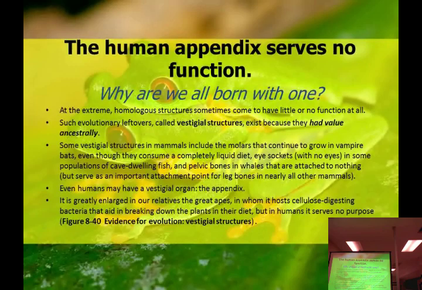So some of the other things that are included in those categories of vestigial structures, which means something that's left over evolutionarily, are things like the molars in vampire bats. So imagine you're a vampire bat, the only thing you eat is a liquefied diet. Why would you have the molars so that you could crunch and chew your food, even though they eat a completely liquid diet?